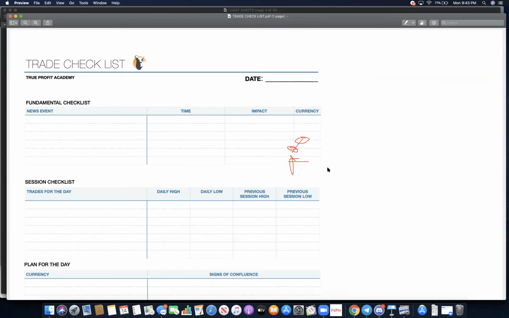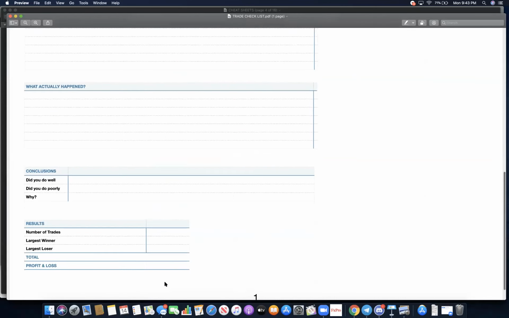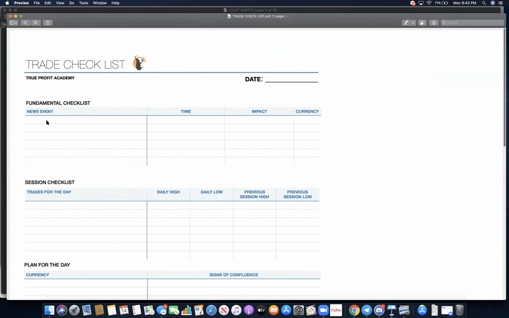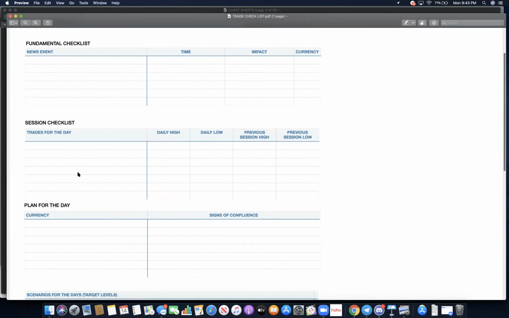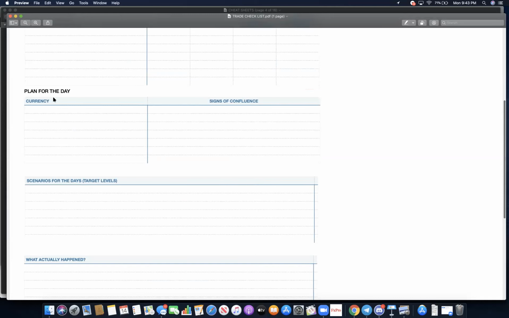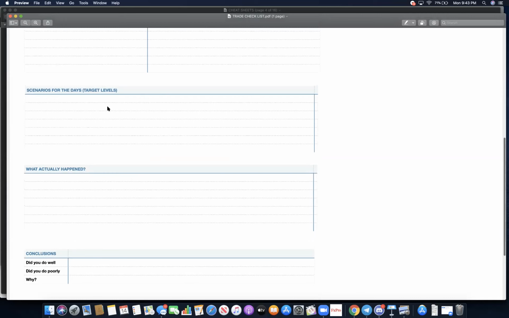This is my trade checklist, and every day when I am trading, I am filling it out. I'll send you guys a picture of one that I filled out most recently. So I'm looking at the news event, what time it is, the impact, right? The trades for the day that I'm looking for. I'm looking at what the daily high is, what the daily low is, the previous session's high and low, right? My plan for the day, what is my currency pair, and what are my signs of confluence for that? The scenarios for the day, what levels I want to see the market hit.